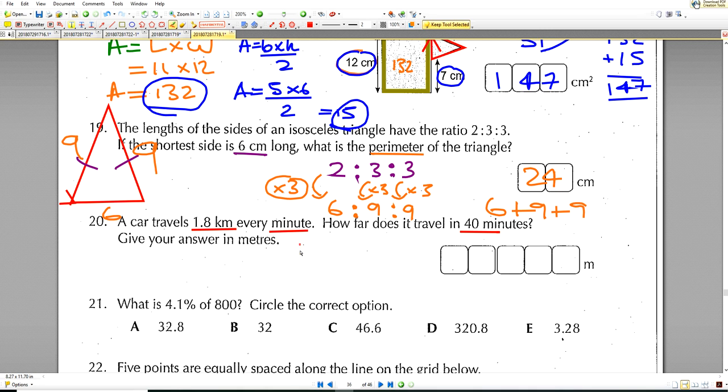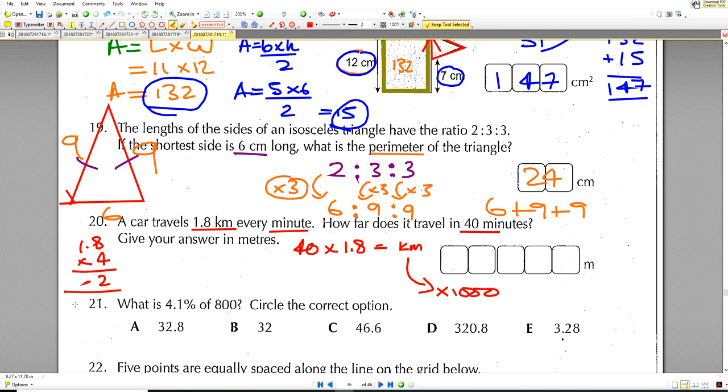So we need to do the calculation 40 times by 1.8. And then that will give us an answer in kilometers. And then to change it into meters, we need to times it by 1,000. So for question number 20, if you do 40 times by 1.8, let's have a look. How would we do that question? Let's do it like this. Let's do 4 times by 1.8. Okay, and that's not good there. Let's do 1.8 times by 4.